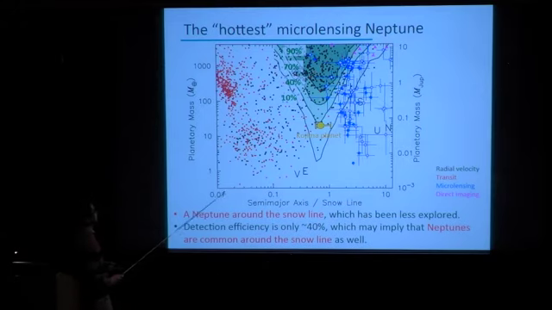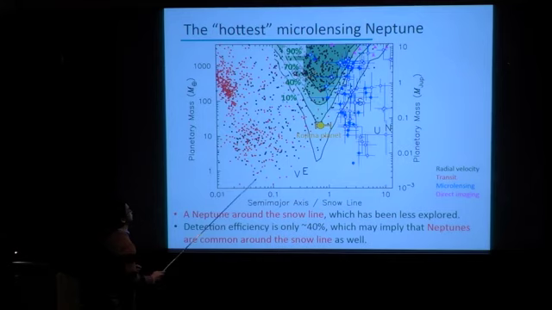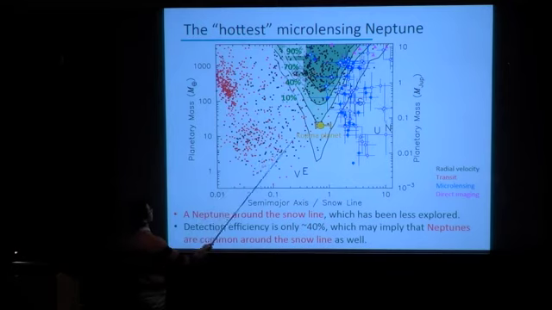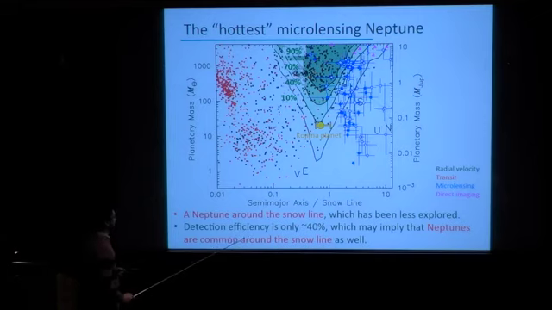And we also calculated the detection efficiency of this event, which is indicated by contours. And we found that the detection efficiency of this planet is about 40%, which may imply that Neptunes are common around the snow line as well.